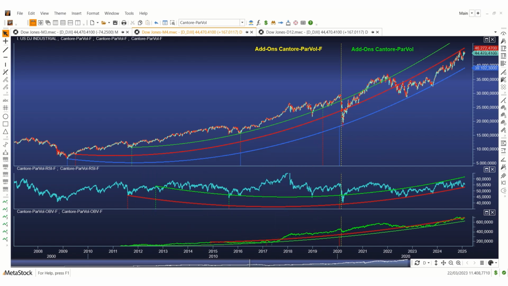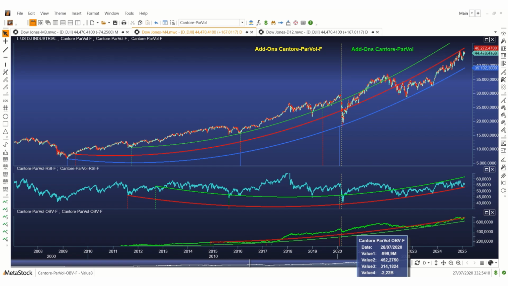As has already been extensively described in the other video, these parabolic involutes are tracked with the free version of MetaStock's add-ons. For the parabolic involutes on the index chart, the Cantore ParVol F add-on was used. The Cantore ParVol RSIF add-on was used to plot the parabolic involutes on the RSI indicator chart, and finally the Cantore ParVol BVF add-on was used for those placed on the OBV indicator chart.